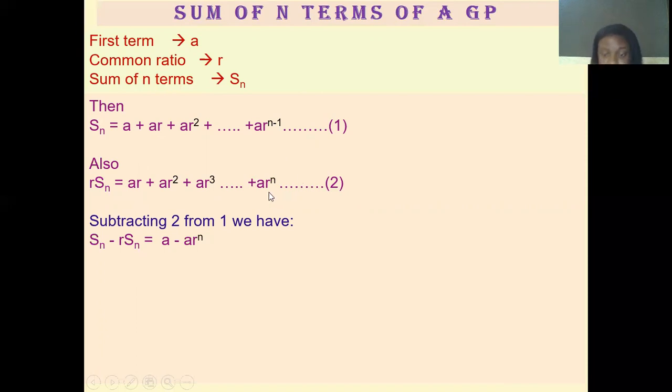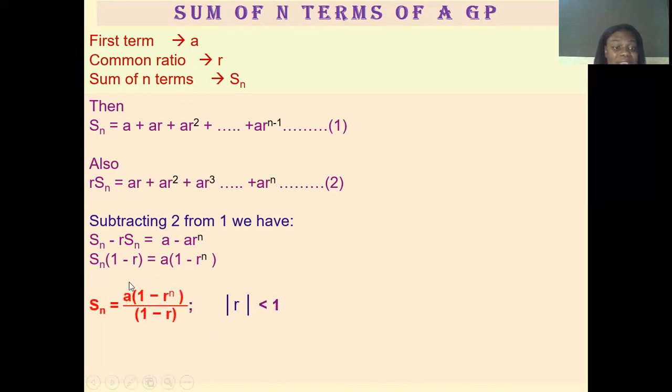By the time you get that, you can factorize by looking for what is common. S of n is common here, so you bring out S of n into bracket 1 minus R. A is common here, you bring out A into bracket 1 minus R raised to the power n. So by the time you do all of this, you can now divide both sides by 1 minus R, and that gives you your formula here.